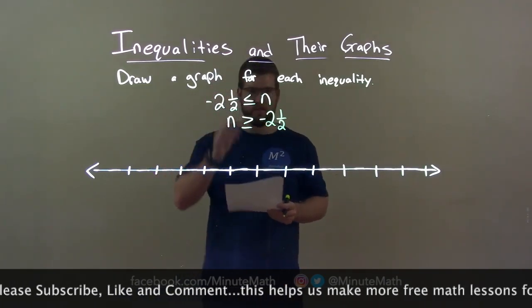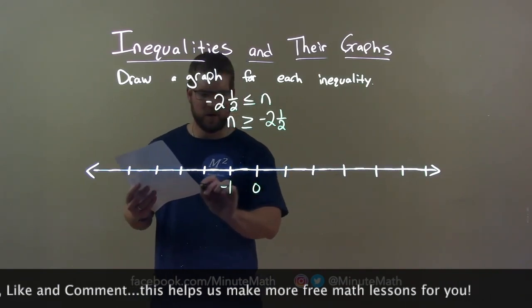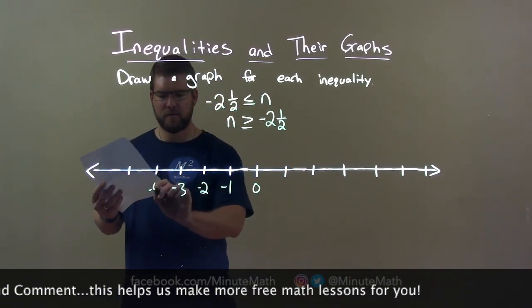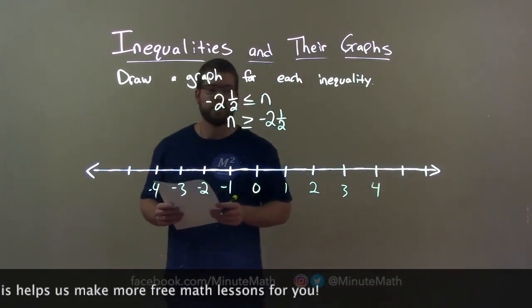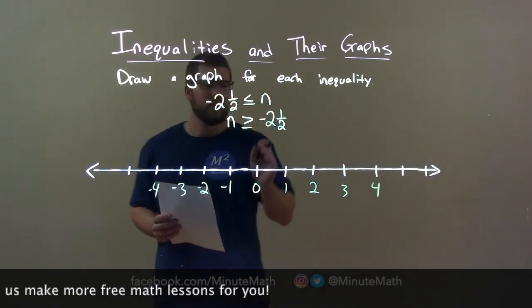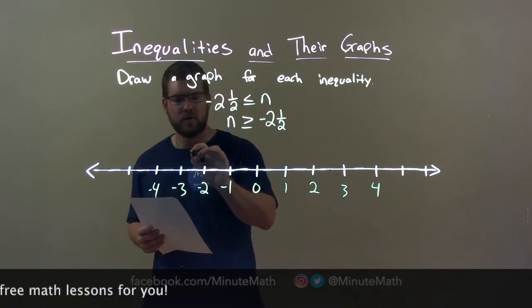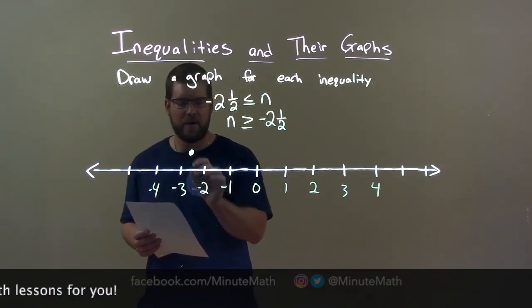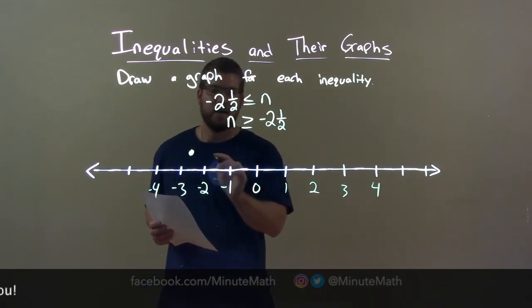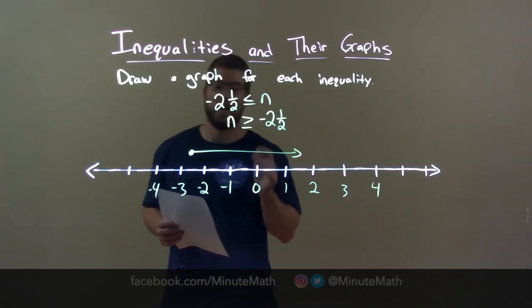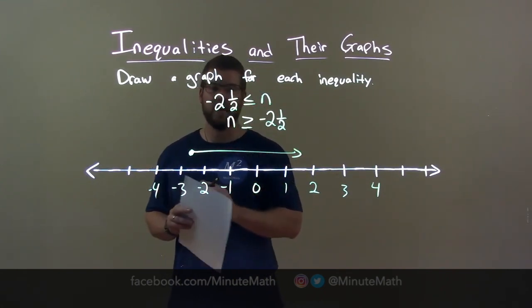Now, this is a little easier to graph. So let's put our number line. 0, -1, -2, -3, -4, 1, 2, 3, and 4. Well, we see at -2 and 1/2, n can equal that. That means we have a closed circle at -2 and 1/2, which is right there between -3 and -2. Greater than sign tells us to shade to the right, and now we have our graph that represents the inequality. -2 and 1/2 is less than or equal to n.